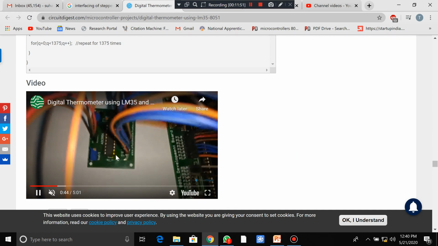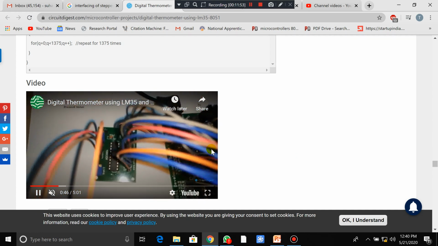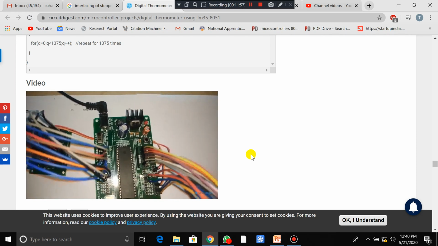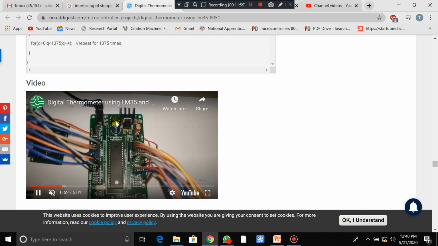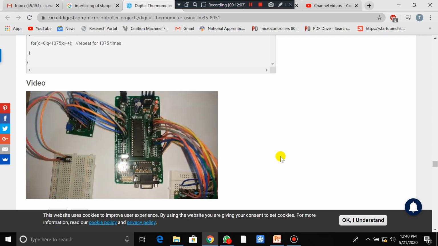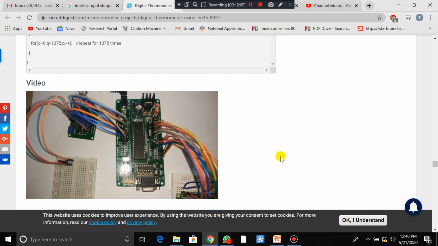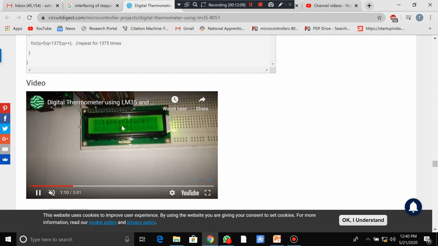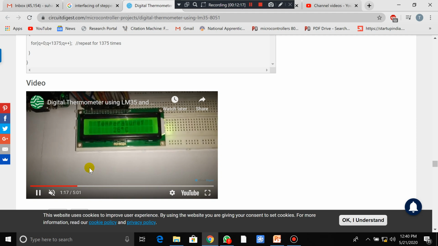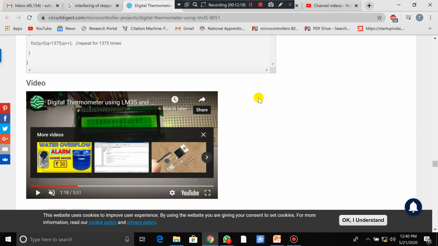This is the ADC, and we know the operating voltage of the microcontroller is 5 volts. See, now we can see the temperature display, that is, temperature 26 degrees Celsius. Like this, we are going to display the temperature.